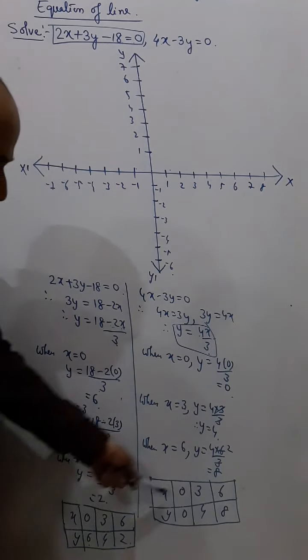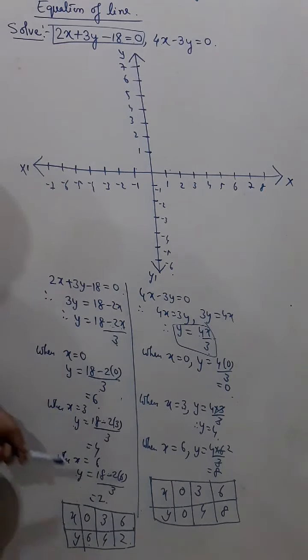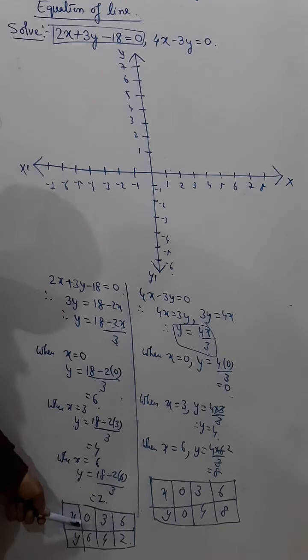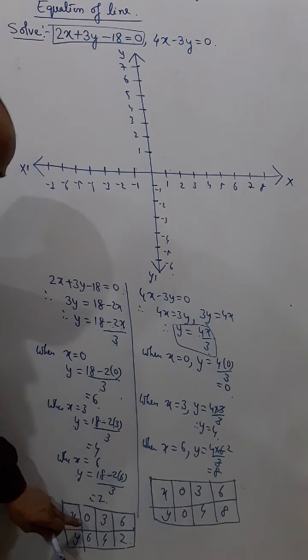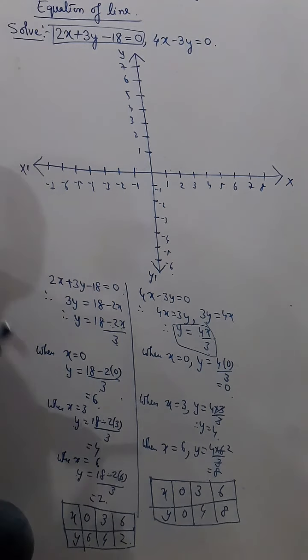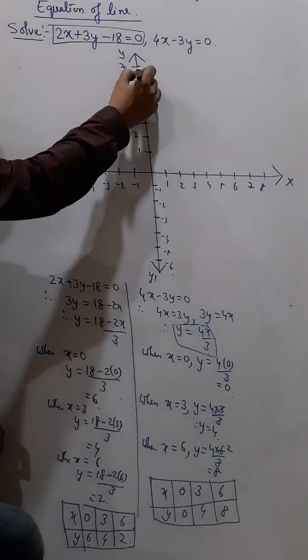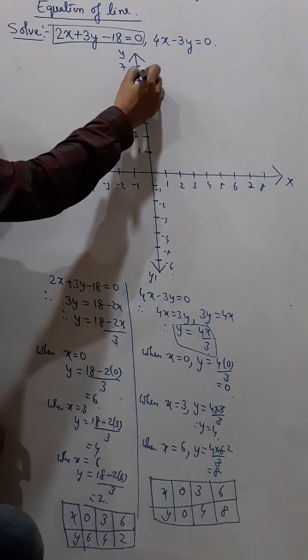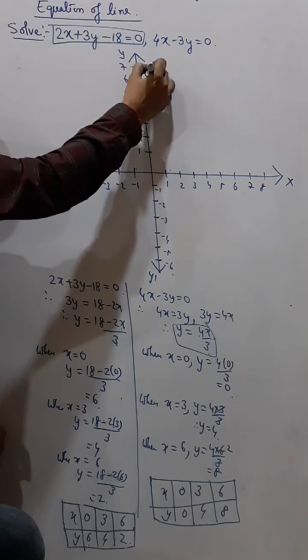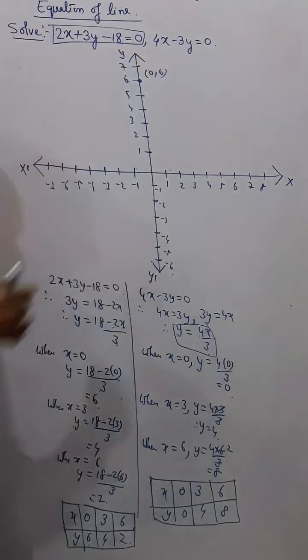Okay, we'll draw this line and this line. So first we'll draw this line. What was our coordinate first? X and y. So this is 0, 6. Okay, so first we'll draw 0, 6. So x is 0 and y is 6, you can understand this point. This point is 0, 6.